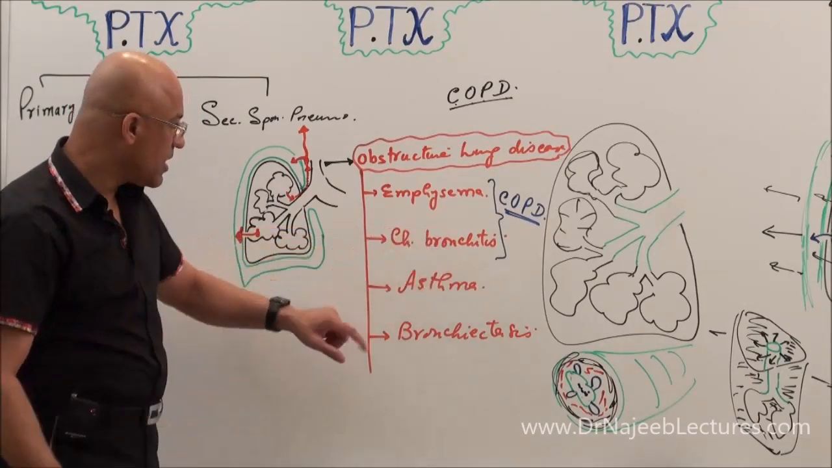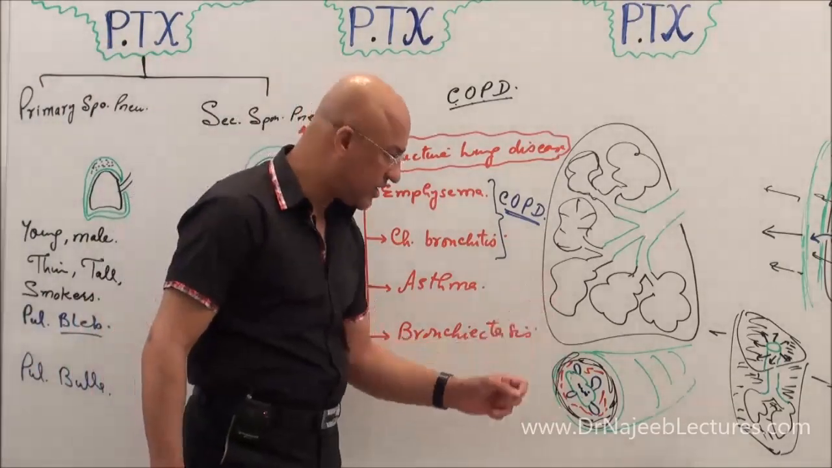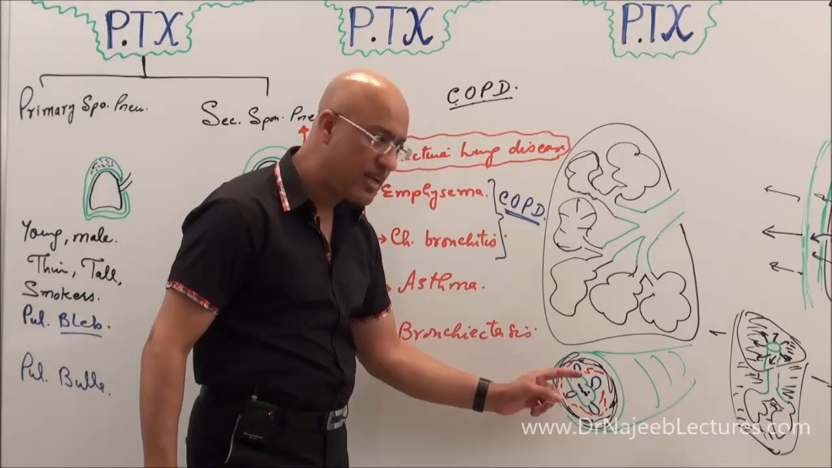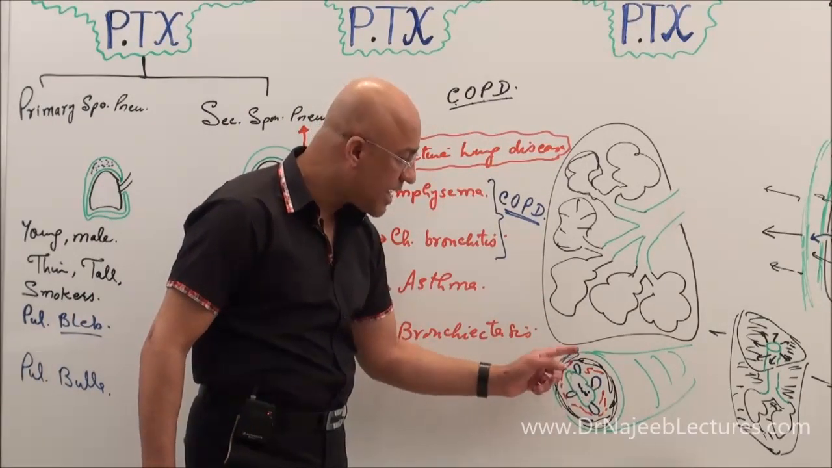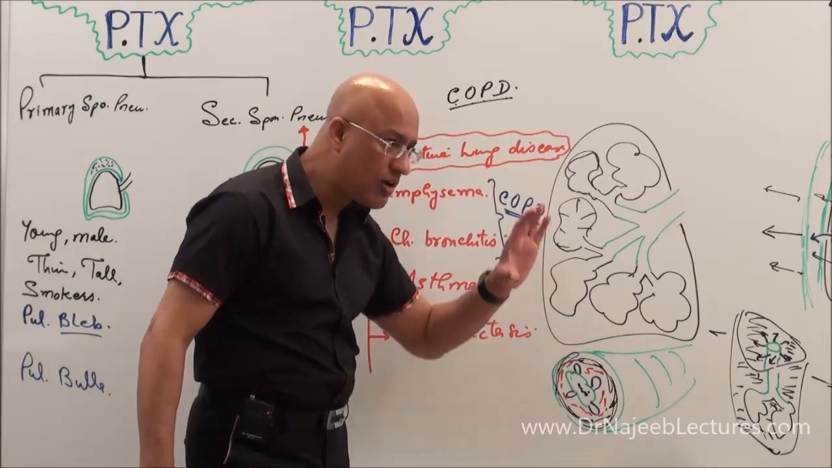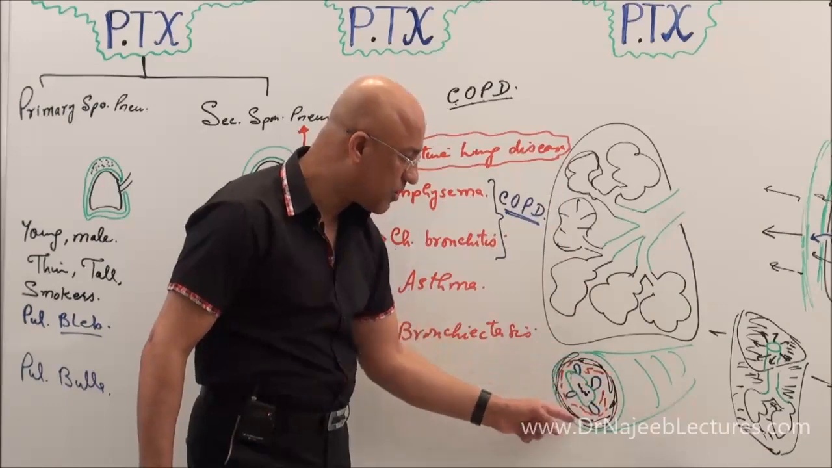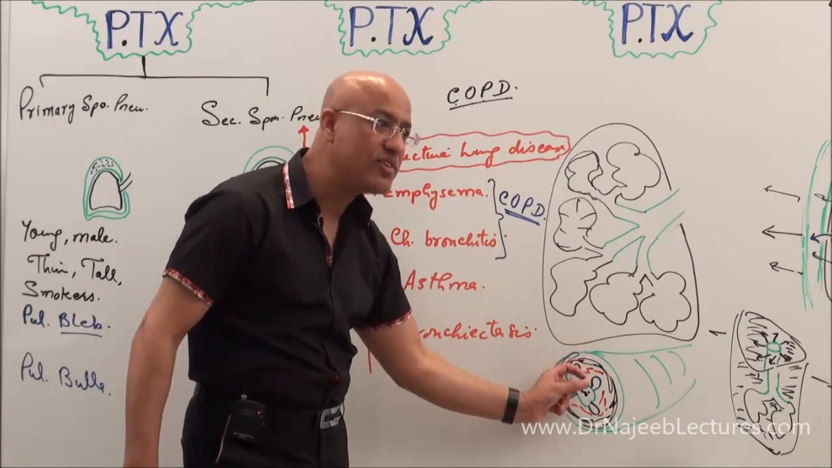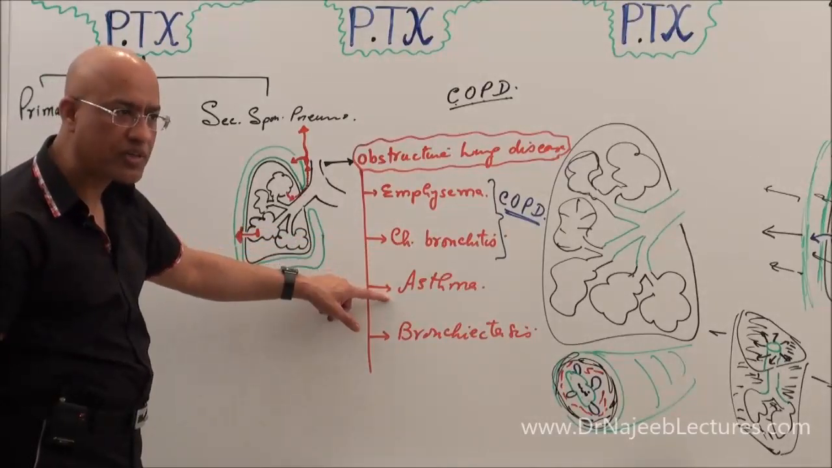Clear? In asthma, what happens? There are three components. One, increased secretions. Number two, inflammation of the wall with swelling and edema, plus episodic reversible bronchoconstriction. All these things can lead to obstruction. So this can lead to an obstructive situation.